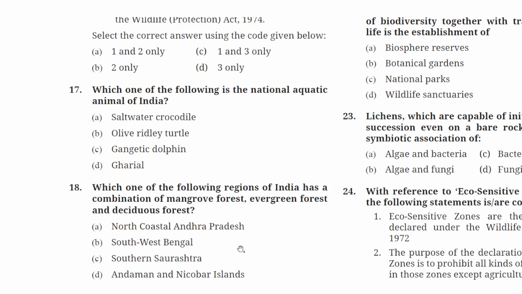One should know that Saurashtra is basically the Gujarat and Maharashtra area. So there you can't find all the three. Coastal Andhra Pradesh, because it is coastal, you can't find all the three. But West Bengal, you can find mangrove, but not all the three. Therefore, remains the Andaman. Okay.